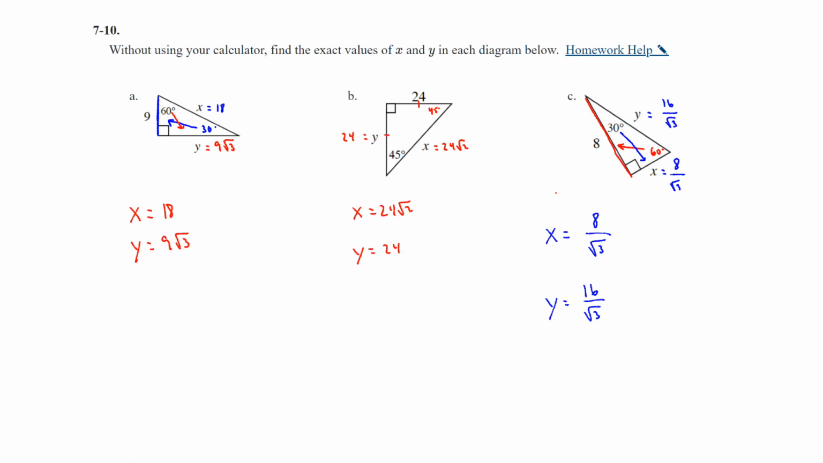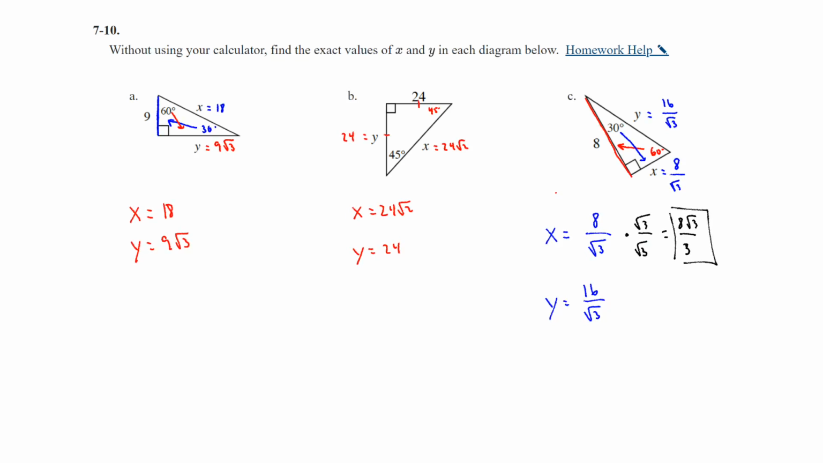Now, if your teacher wants you to simplify that, I will show you that as well. If not, just leave it like that. But what we can do to simplify these is we can multiply by a form of 1, and that would be multiplied by the square root of 3. And the reason that works is because the square root of 3 times the square root of 3 is the square root of 9, which is 3.